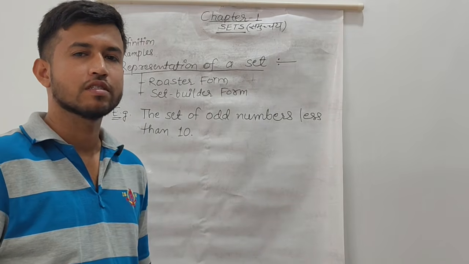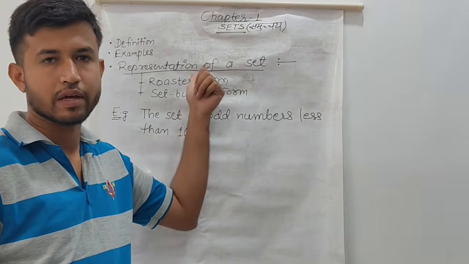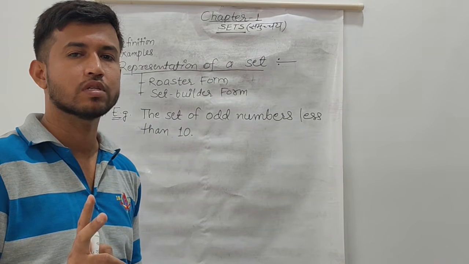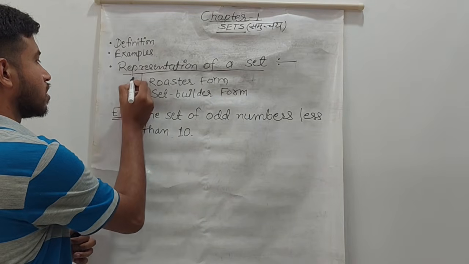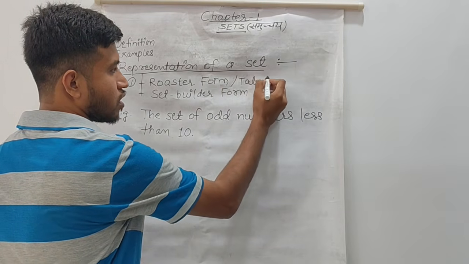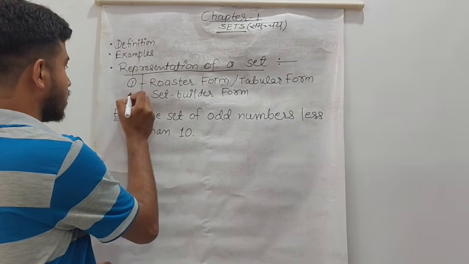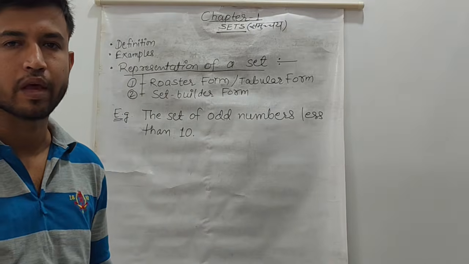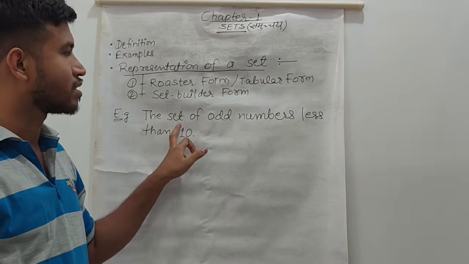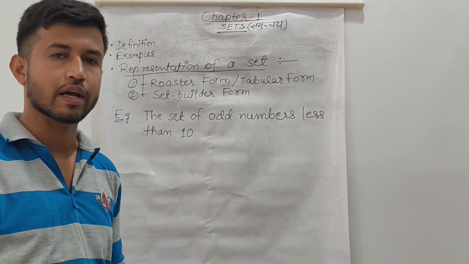We have seen the definition and examples of sets. Now we move on to the next topic, representation of sets. How is a set represented? There are two methods of representing a set. First, roster form, which we can also call tabular form. Second, set builder form. Now we will take an example to understand this: the set of odd numbers less than 10. First we will write it in roster form, then in set builder form.